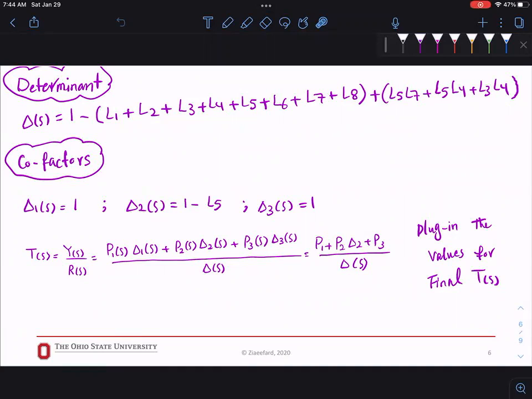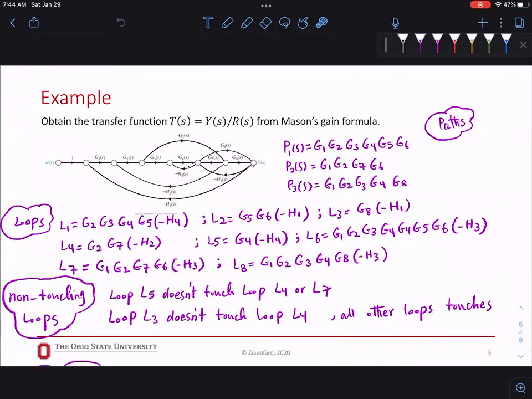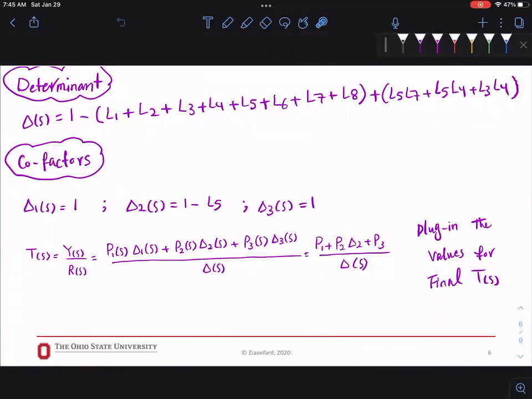Then now we have to write the cofactors. So we'll have three cofactors because we have three paths, P1, P2, P3. Now, if you remember, to find the cofactor, you have to go on the path and eliminate all the loops that touch that path. So our first one was this. And you see that this is our straight path, all the loops are touching. So if we remove all of them, the only thing left in the equation for the cofactor will be 1.